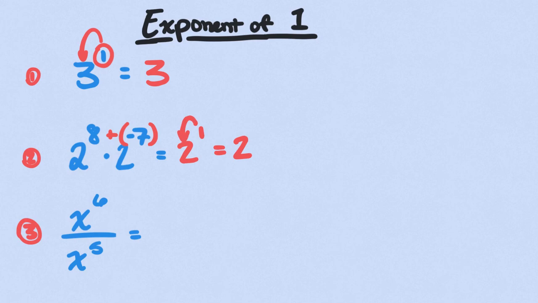And so, lastly, we have x to the 6th power divided by x to the 5th power. Well, we'll take our exponents and subtract them. And so we get x to the 1st power, otherwise just known as x.